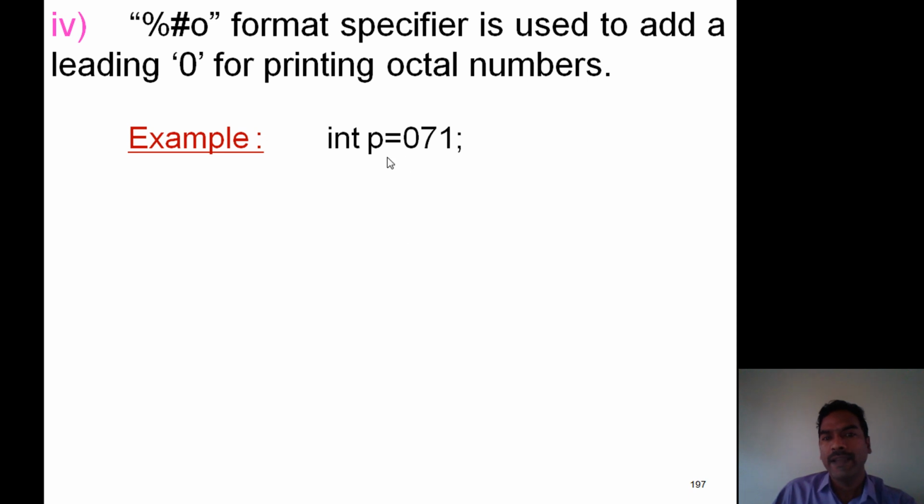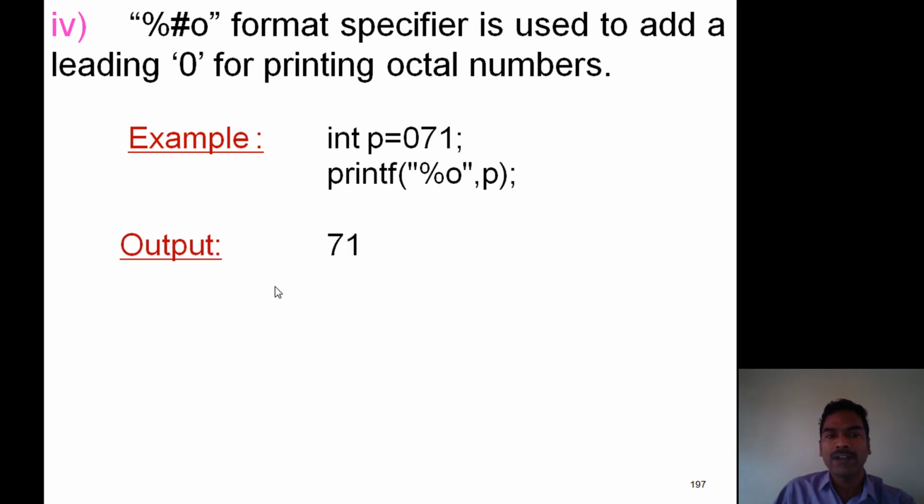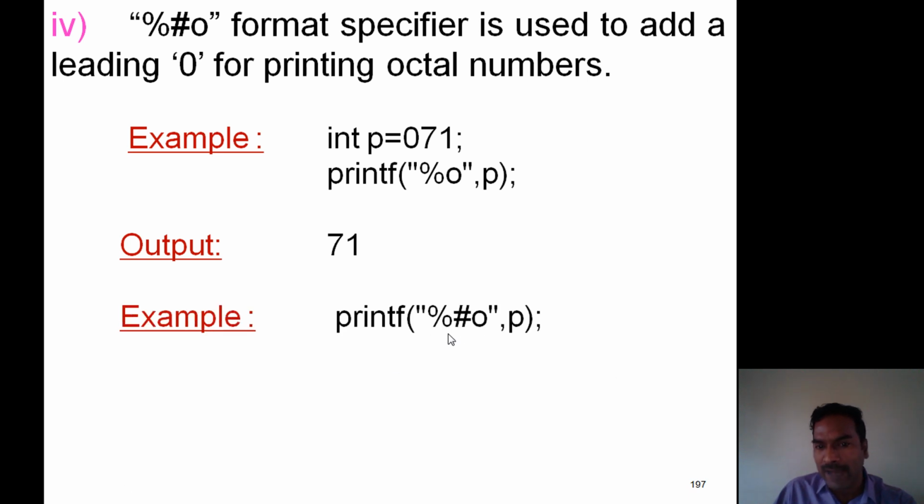Now observe this one. int p equivalent to 071. This 0 refers to octal. So 71 is the actual value which is preceded with 0. When we print in this format %o, the output becomes 71. Here the output does not precede with 0. Now for the same example, when we use the format %#o, the output becomes 071.